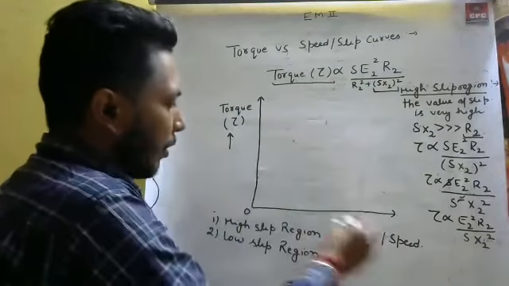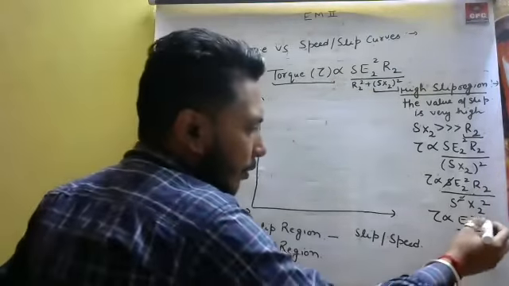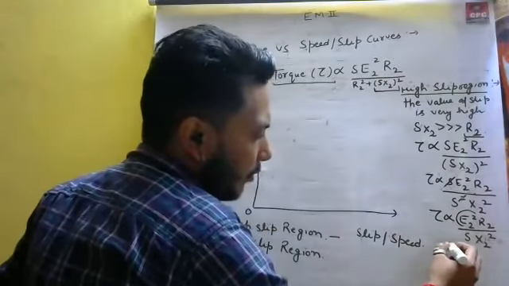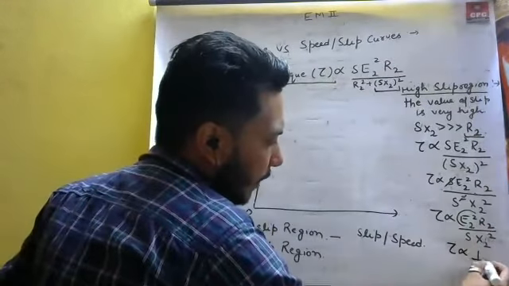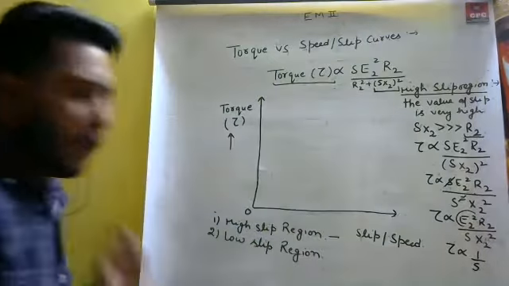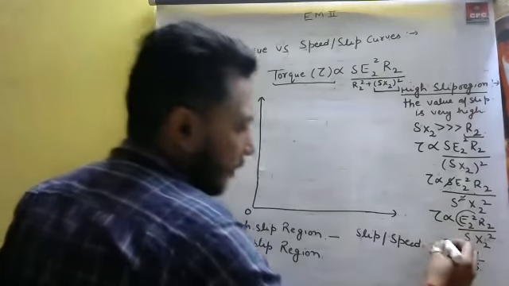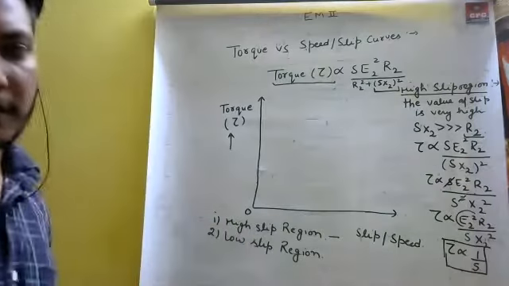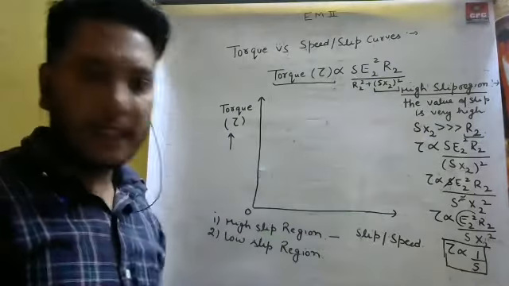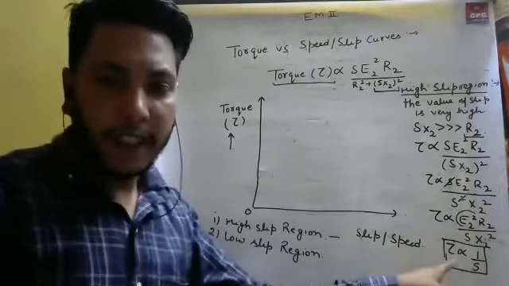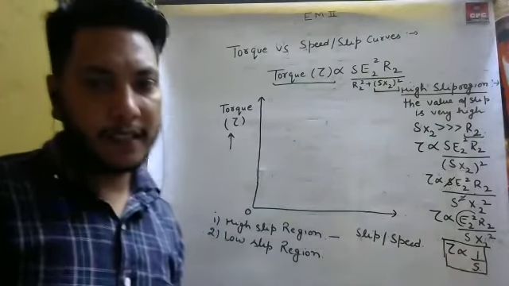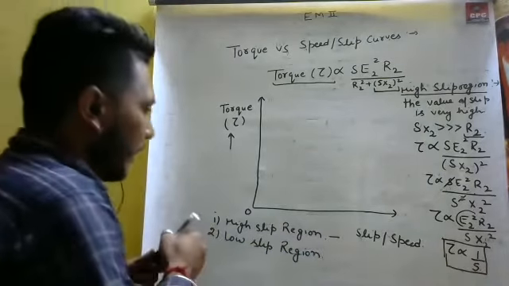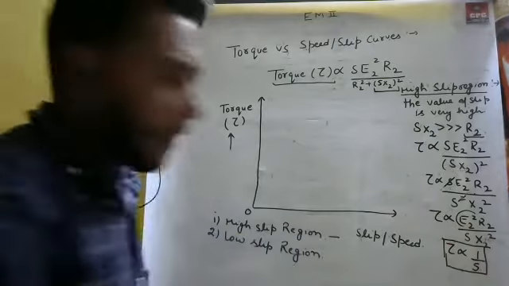Now we are talking about the torque versus slip curve. These parameters E2, R2 and X2 are constant. Therefore, torque is inversely proportional to 1 upon S, because we are talking about just the torque versus slip curve. So in the high slip region, the torque is inversely proportional to S. Here this is your starting torque.